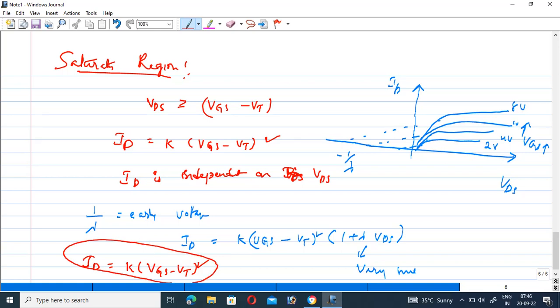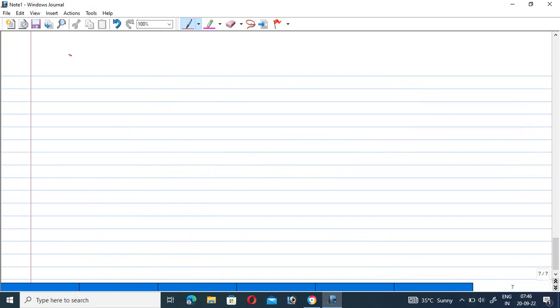Coming to the cutoff region, the cutoff region is also very important, guys. In the cutoff region, when the VGS voltage is less than VT, where VT is the minimum voltage required to form the channel between the source and drain, no channel is forming between the source and drain terminals. Therefore, no current is flowing from source to drain. Therefore, it acts as an open condition, that is the cutoff region.